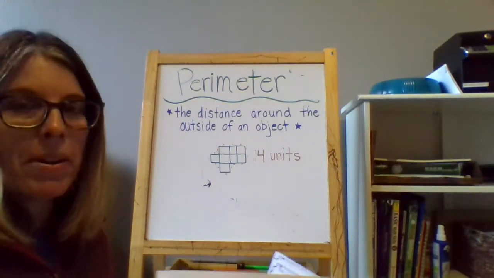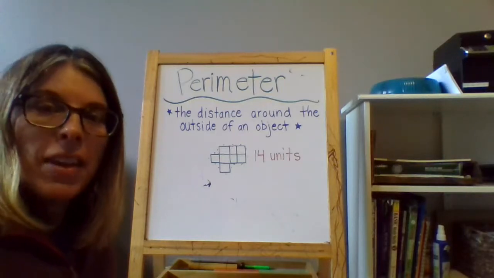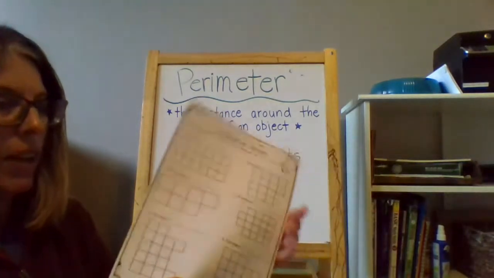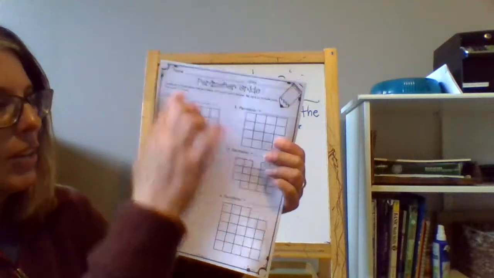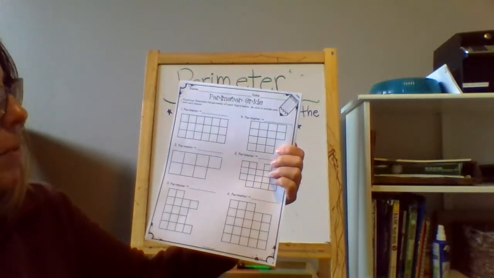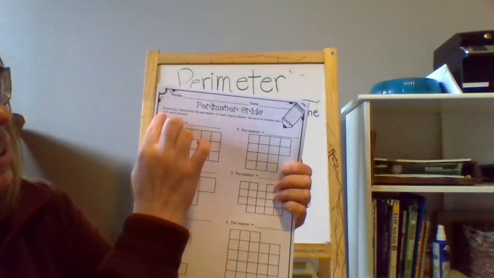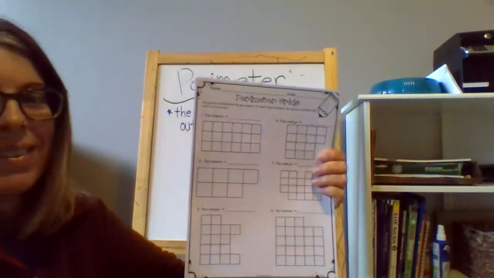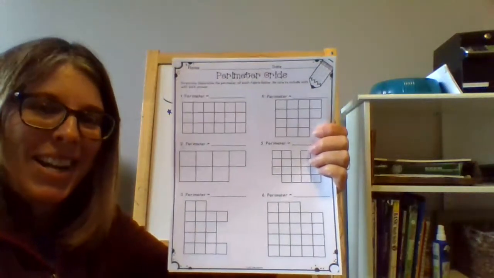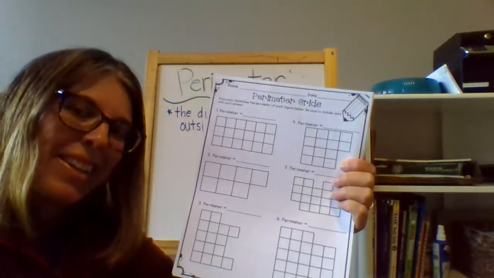And remember, perimeter is the distance around the outside of an object. So you're going to figure out the perimeter for each of these. And don't forget to label it with units. And it even says that up here at the top. Be sure to include units with each answer. Okay, so that's for today. Okay, have fun with that.